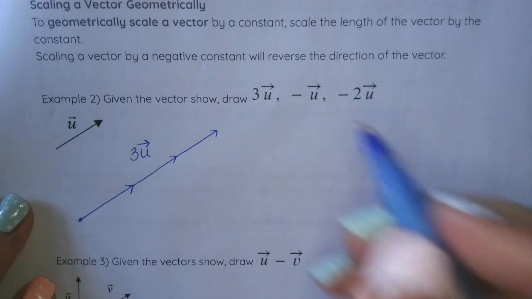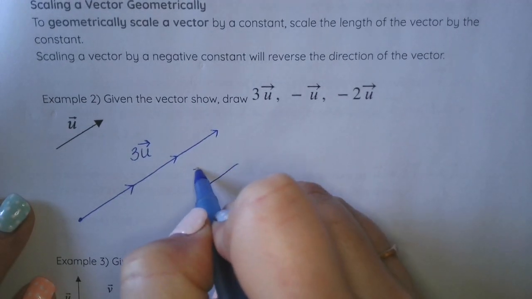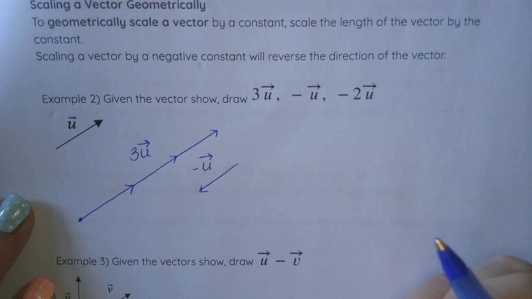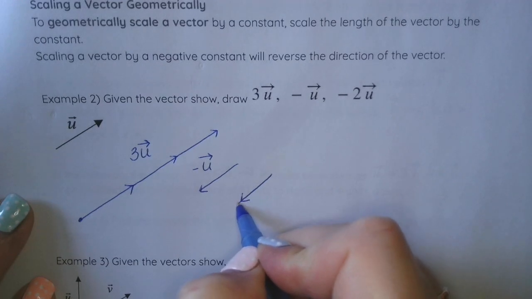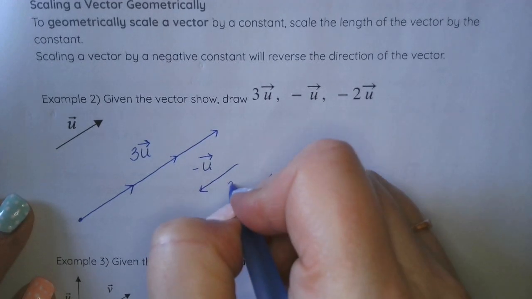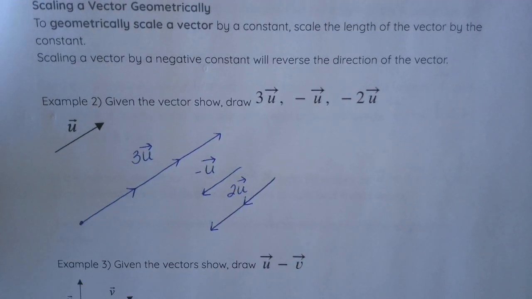Now, the opposite of vector U would be to go the opposite direction 1 time. So this would be negative U vector. And then you probably guessed it, -2U would be going backwards twice. I know it's not exact. I don't have an exact ruler to measure it, but we get the idea.